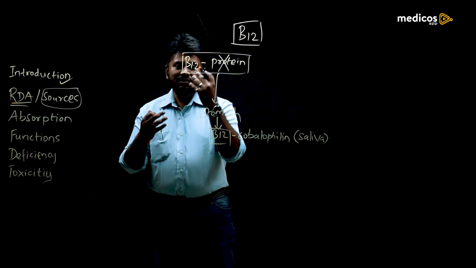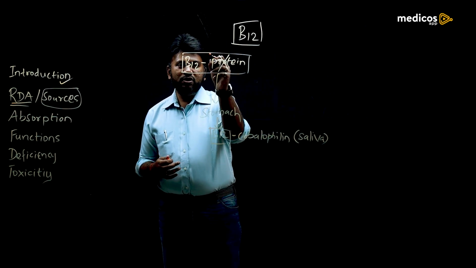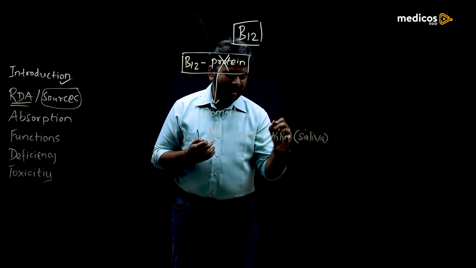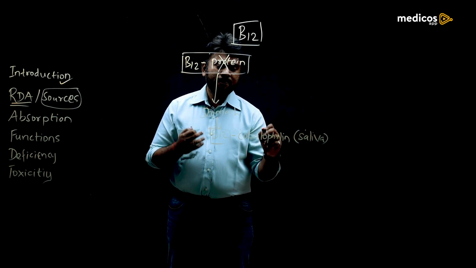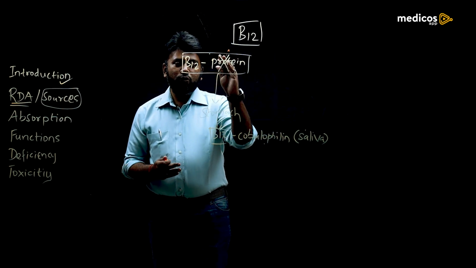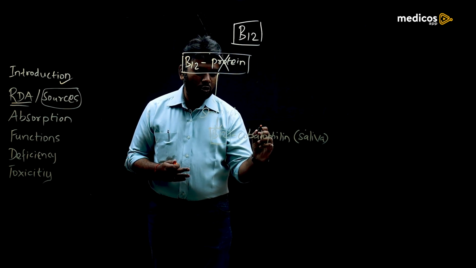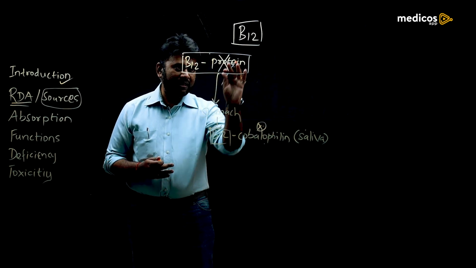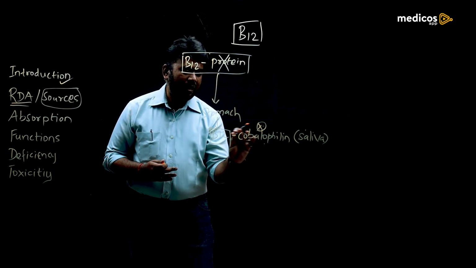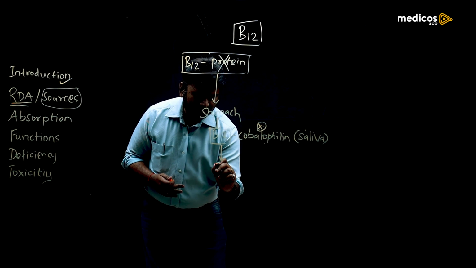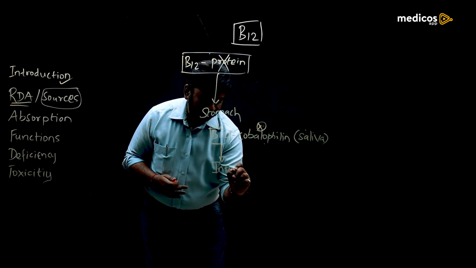When you consume these sources along with food, when it enters the mouth, saliva will be produced. In saliva, this cobalamin will be coming. So all these together will be reaching the stomach. In the stomach, this protein will be digested, whereas this cobalamin is acid resistant. Once this is digested and B12 becomes free, it will bind to cobalamin, and in this bound form they will reach the intestine.